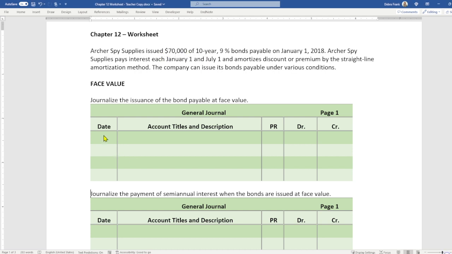And so let's go ahead and do our first journal entry. So we have January 1st, and I just said at face value, it's just the amount that was listed at the issued price. So that is 70,000. So let's go ahead and just record a debit for 70,000. And then what do we have due? You have a bonds payable due. So we have a credit. Nice and easy there. Perfect.